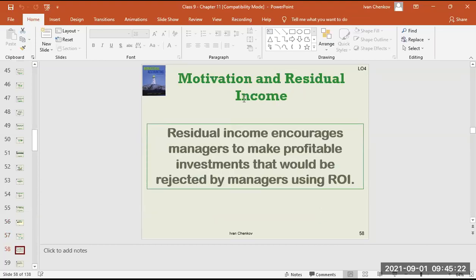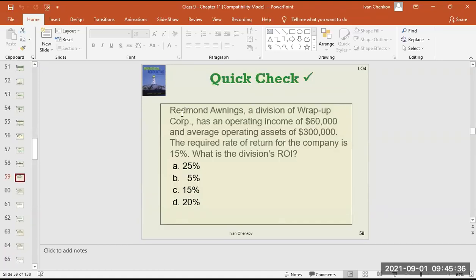So what's the motivation on the residual? Residual income encourages managers to make profitable investments that would be rejected by a manager using the return on investment. Let's see how this works. So this division of this company has operating income of 60,000. That's our operating income. And average operating assets of $300,000. The required rate of return for the company is 15%.